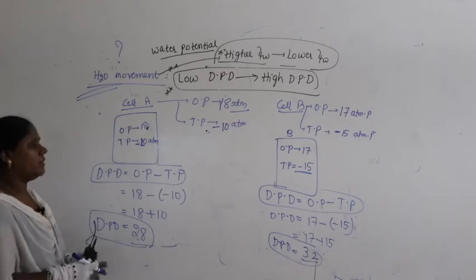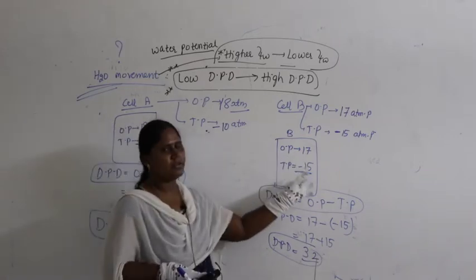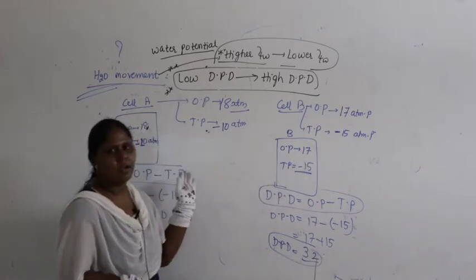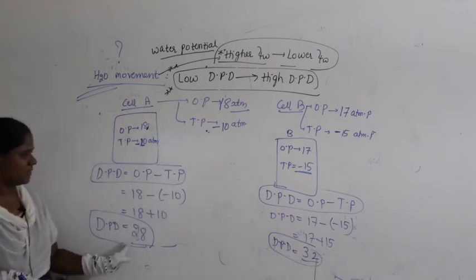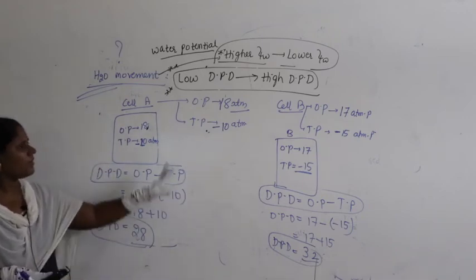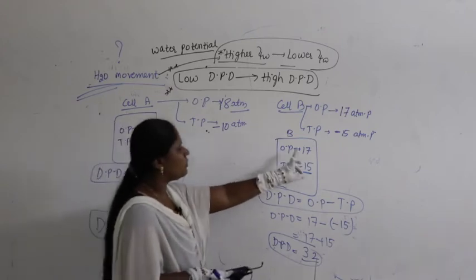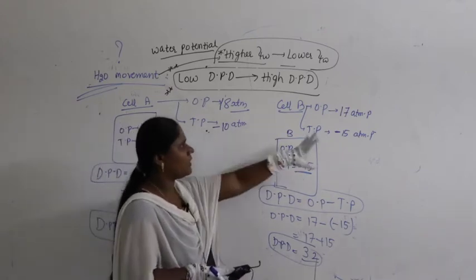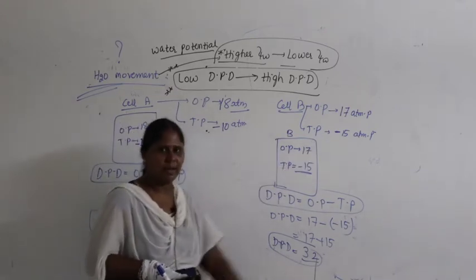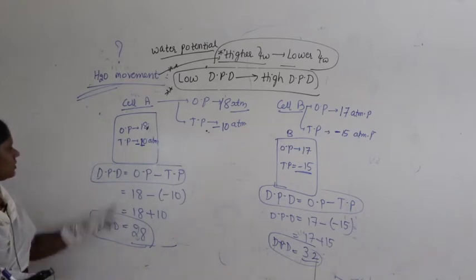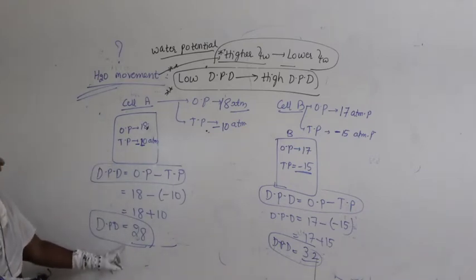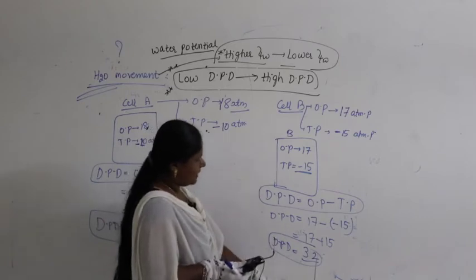So I thought a lot in giving these values because I wanted to show you the movement from B to A. But finally in the question it has come from A to B only. I took time to give the values to show the movement from B to A. Anyway, cell A DPD value is 28 and cell B DPD value is 32.